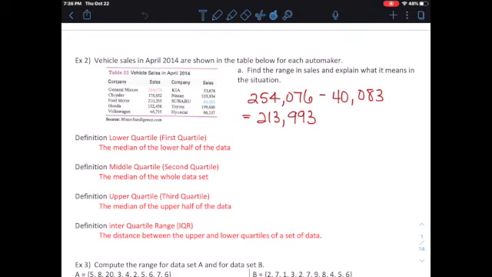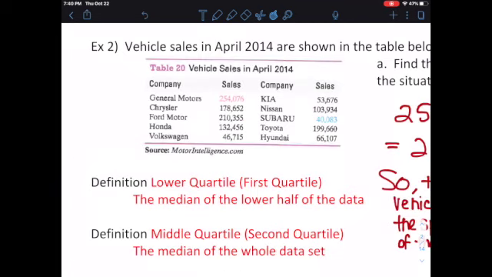So I'm gonna pause this and write it down, and you guys can copy it. Okay, talk about the quartiles.